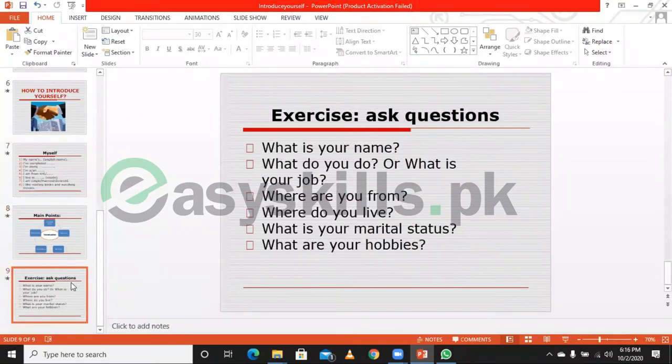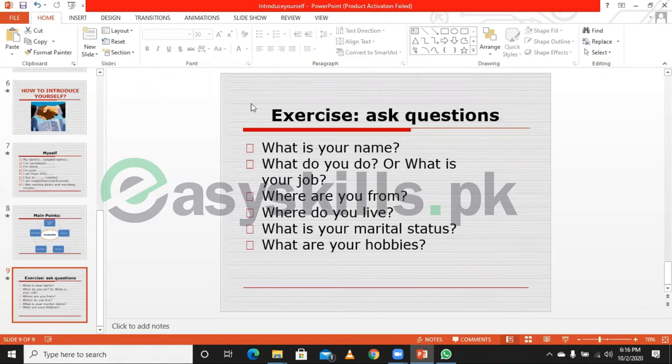Now we have simple questions which are asked in an interview. You can answer these questions in your introduction. What's your name? Short form, what's. What's your name? What do you do? What do you do means आप क्या करते हैं? What's your job? Both are the same: What do you do and what's your job?